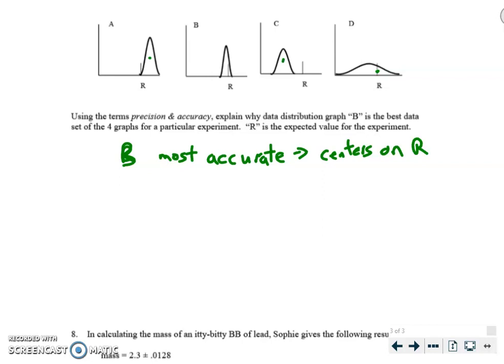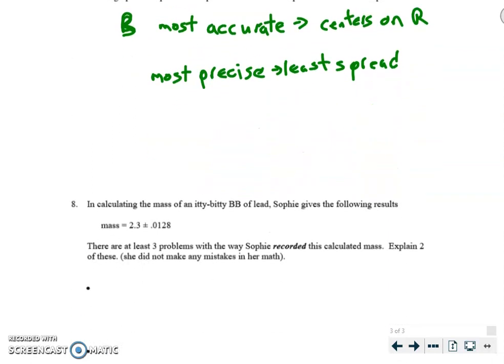And then you say it's the most precise, and you've got to explain how you know it's the most precise. That's key to many of these questions: not what's the right answer, but how do you justify that answer? It's the most precise because it's the narrowest. It has the least spread. Okay, so that's what we're looking for in that one to get the full 3 points.